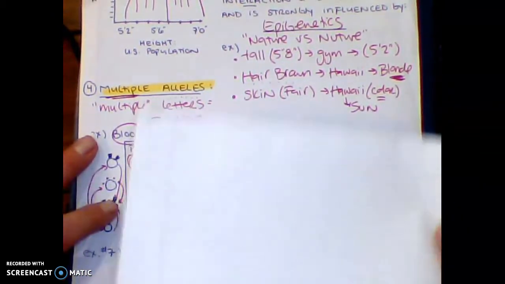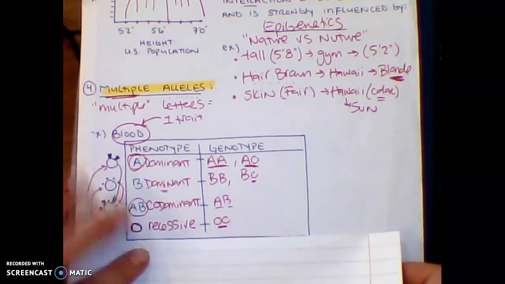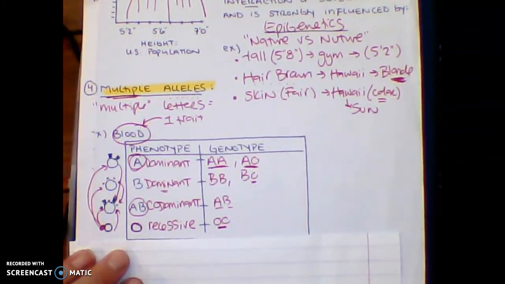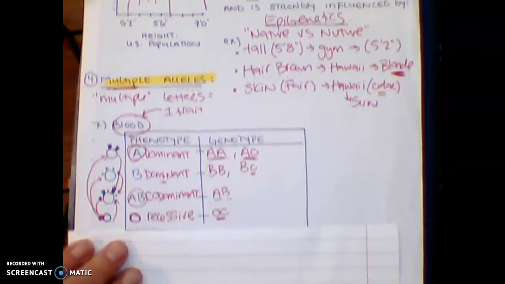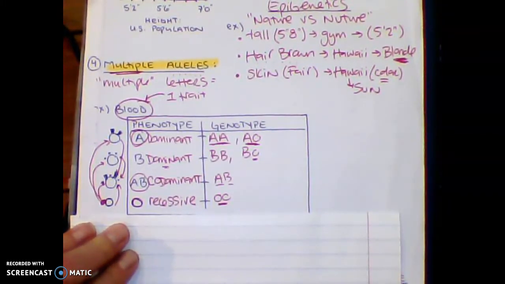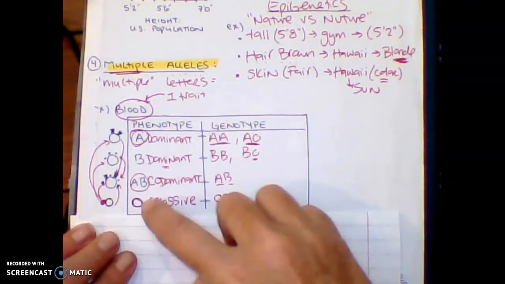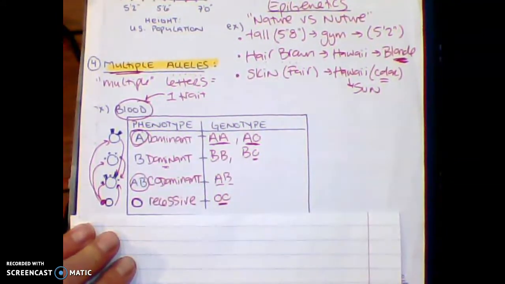So blood, for example, instead of just being big A, little a, we actually have 3 different options to choose from. We have A, we have B, and we have O. Okay, so when we put these 3 letters, A, B, and O, together, we end up creating 4 different options because blood, come to find out, is also co-dominant.